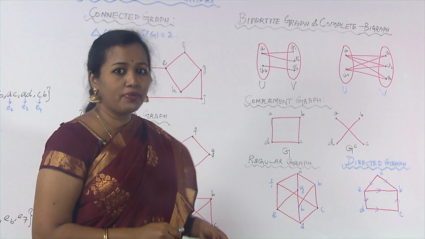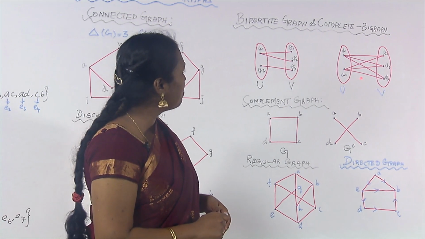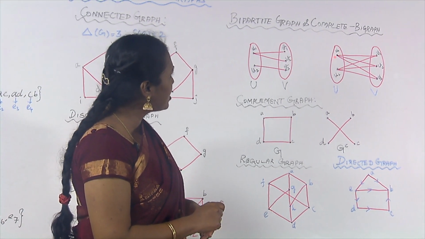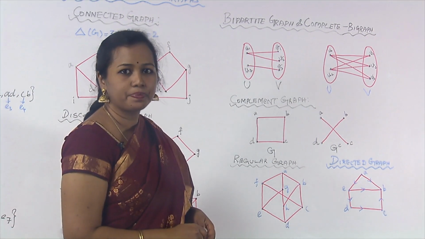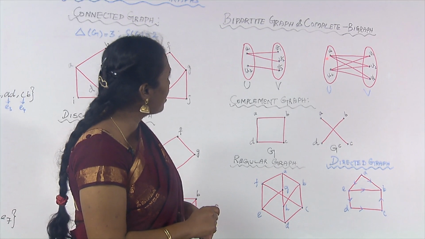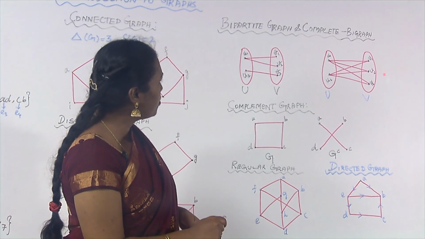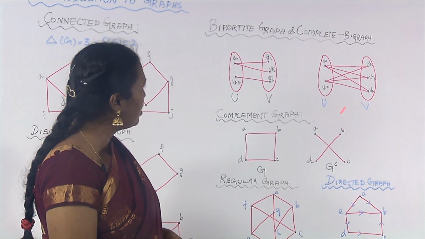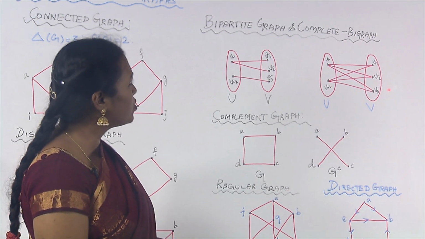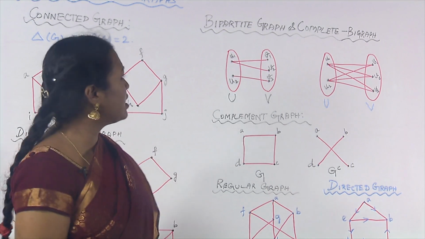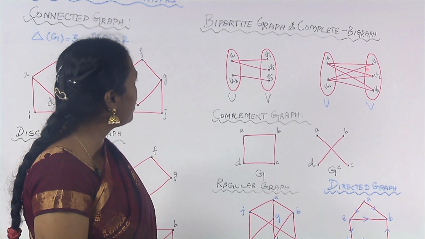Complete bipartite graph, you can see this example. In a complete bipartite graph, every vertex in U is connected to every vertex in V. So, U1 is connected to V1, U1 is connected to V2, U1 is connected to V3. Likewise, U2 is connected to V1, U2 is connected to V2 and U2 is connected to V3. So, this is an example of a complete bipartite graph.